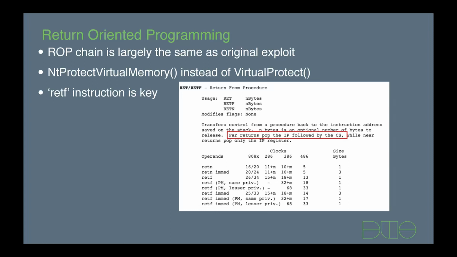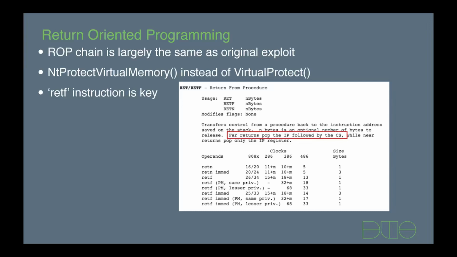So, return-oriented programming. We didn't have to change a lot in the original exploit. Instead of using the higher-level virtual protect function, you have to use... there's no kernel32 or kernelbase module in the 64-bit context. So you don't get all those convenient high-level functions. You have to use the low-level implementations, which tends to require a little more initialization and effort on your part. So instead of using virtual protect, you would use NtProtectVirtualMemory. And this right here is pretty much the crux.